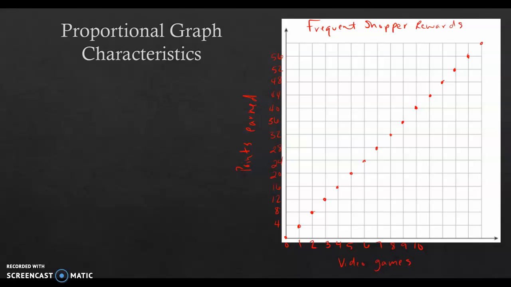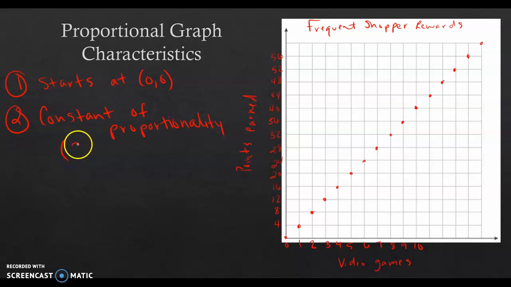And what it comes down to are these two things. The first one is that it starts always at (0, 0). So for it to be a proportional relationship, it has to start at (0, 0). And then the second thing is that it has a constant of proportionality. Or, as we've already talked about, slope, a constant rate of change. So those are the two things that you need.